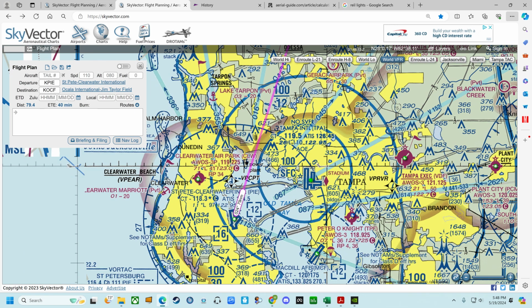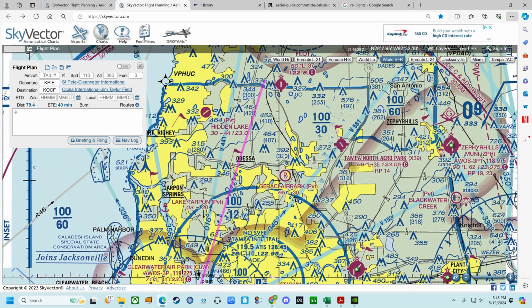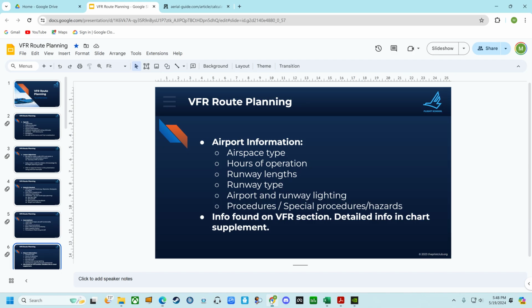But if we're doing route planning, we actually want to be very aware of this Class Bravo airspace of Tampa International, which is kind of around, and we'll discuss this in a minute. We have to be very cognizant of this if we're taking off from St. Pete-Clearwater and heading up to the northeast. So we covered airport type, hours of operation, runway length, runway type, airport lighting.